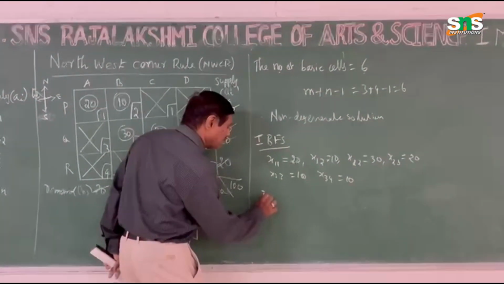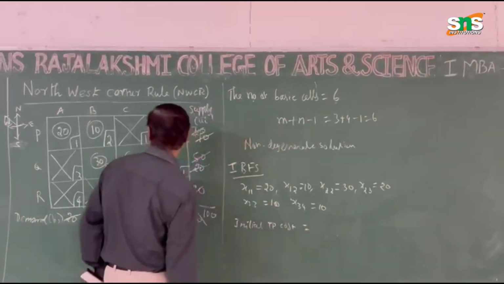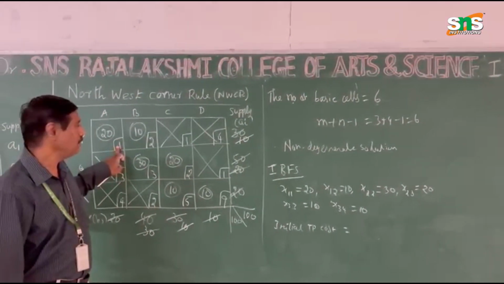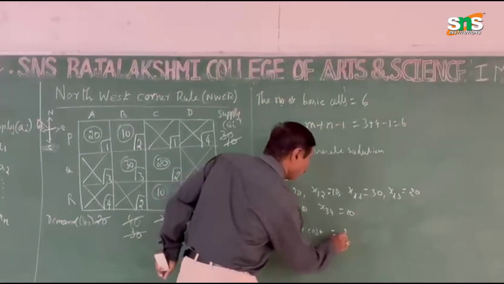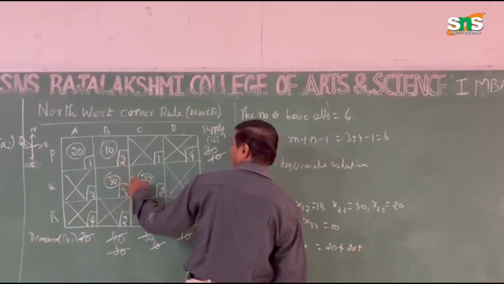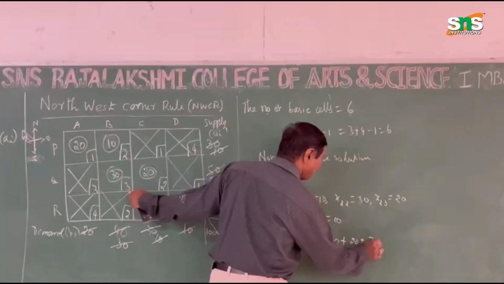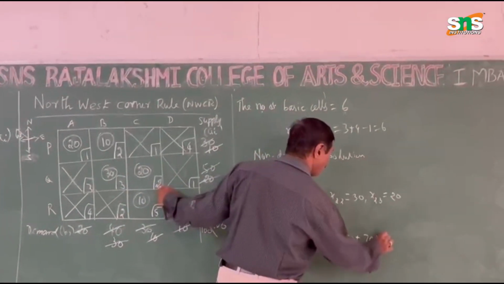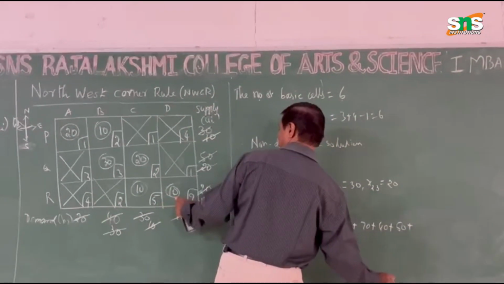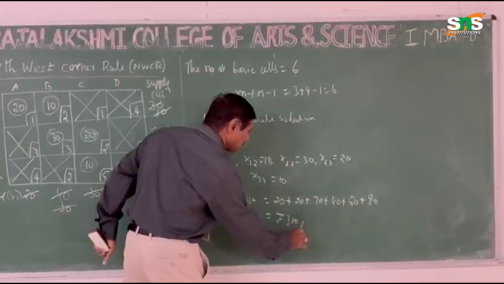Finally, what is the initial transportation cost? That means there are 20 products transferred this way. Each product costs 1 rupee, so 20 into 1 is 20, and 10 into 2 is 20, plus there are 30 products transferred. Each product costs 3 rupees, so 30 into 3 is 90, and next is 20 into 2 is 40, plus 10 into 5 is 50, then 10 into 9 is 90. So totally we have 310 rupees.